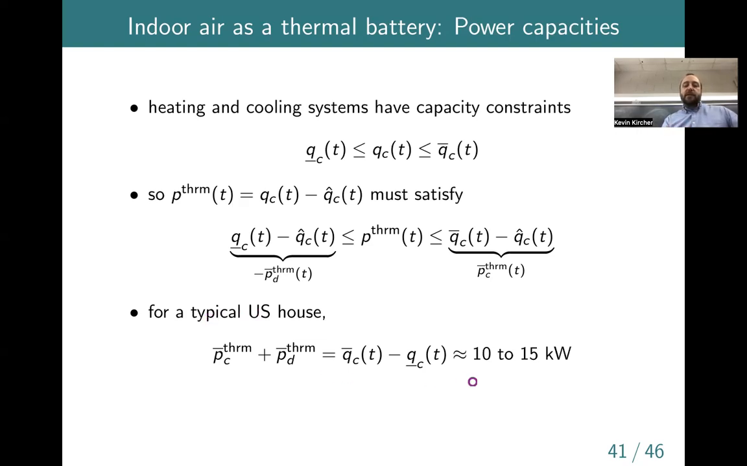So what's a reasonable number for this? For a Tesla Powerwall, you typically have around 5 kilowatts, both for charging and for discharging. You add those together, you get about 10 kW as the range. You can go from -5 all the way up to +5. For a typical house in the US, you might find a range on the thermal side of somewhere in the 10 to 15 kW as well. So we're similar, but now we're talking thermal power rather than electric power, so we have to think about the conversions. We'll talk more about that in a couple of slides and also in our next lecture when we talk about heating and cooling equipment.